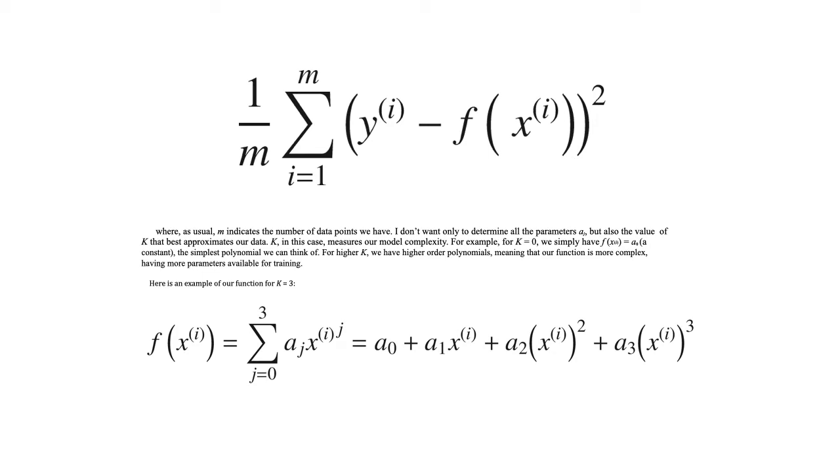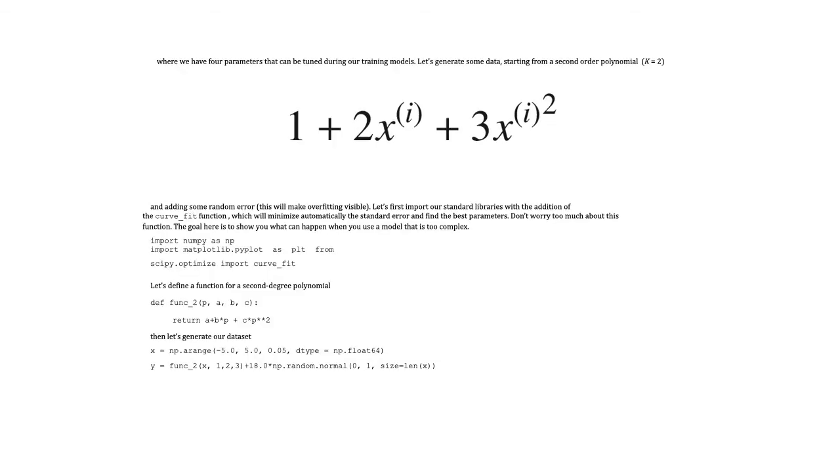For example, for k equals 0, we simply have f(xi) equals a0, a constant, the simplest polynomial we can think of. For higher k, we have higher order polynomials, meaning that our function is more complex, having more parameters available for training. Here is an example of our function for k equals 3, where we have 4 parameters that can be tuned during our training models. Let's generate some data, starting from a second order polynomial, k equals 2, and adding some random error. This will make overfitting visible. Let's first import our standard libraries with the addition of the curve_fit function, which will automatically minimize the standard error and find the best parameters.